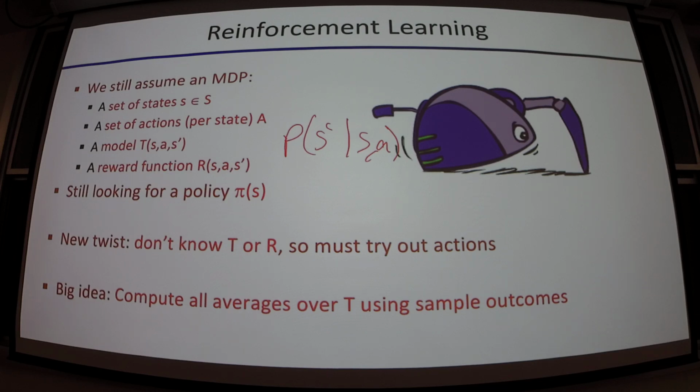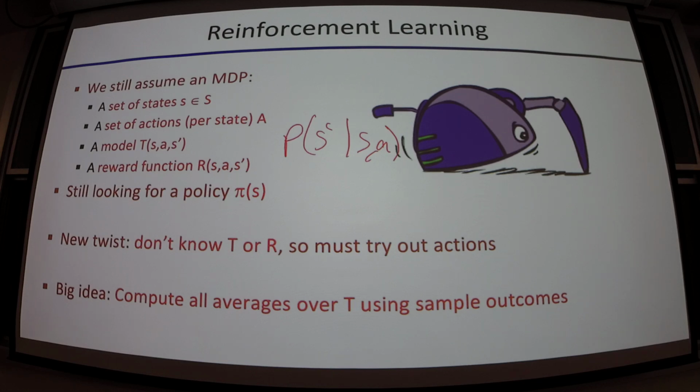Okay, so we're still looking for this policy. The policy, again, is a way to choose actions given the state that you're currently in. It's some function or explicit representation of the action that you would want to choose given a specific state you find yourself in. The difference between regular MDPs and reinforcement learning is that now we don't know those transition probabilities and we don't know the reward we're going to get from them. So we have to try things out in the world, see what happens, and then reason over that.